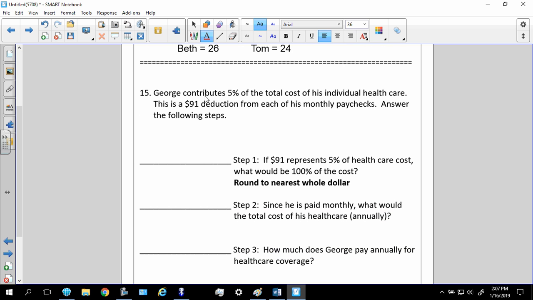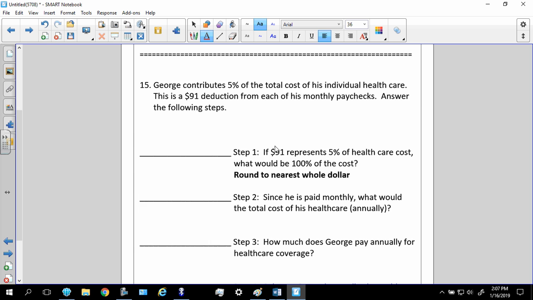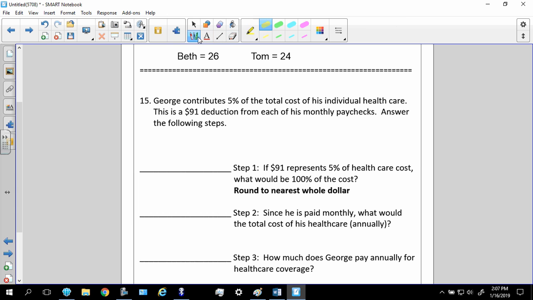All right, George contributes 5% to healthcare. This is a $91 deduction for me. So steps 1, 3, 4. These questions you should know at this point. Step 1, I'm going to write the proportion. 91 over 5, and 5 represents 5%, equals x over 100.